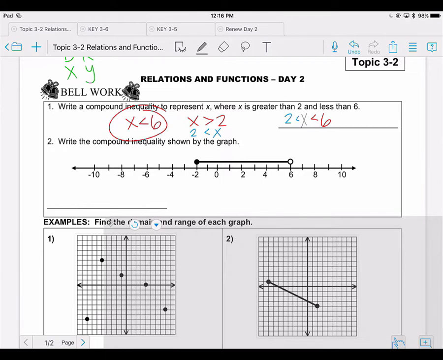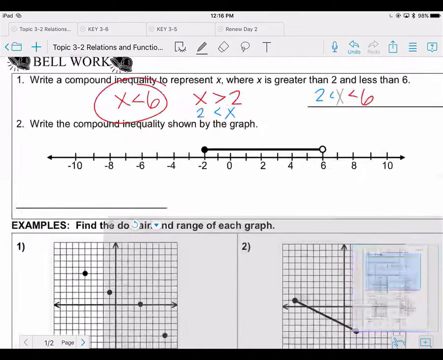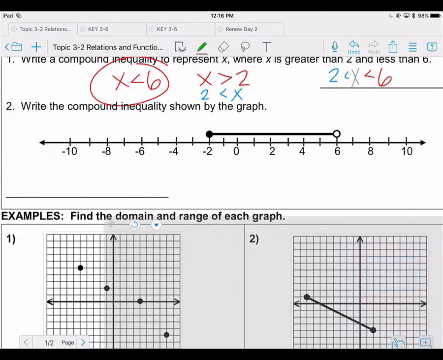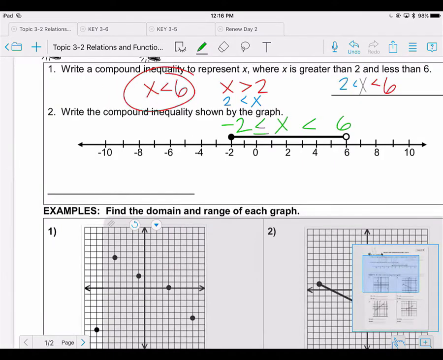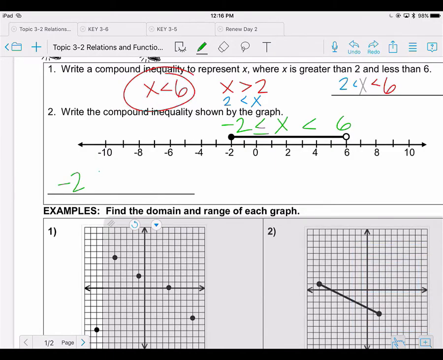That is called a compound inequality, where you take two inequalities and put them together on the same line or on the same graph. Problem 2 in the bell work is another compound inequality. X would be between -2 and 6. From -2, it is getting bigger, and then it has to be smaller than 6. At -2, we do have that line under the inequality because the bubble is filled in. So x is between -2 and 6.